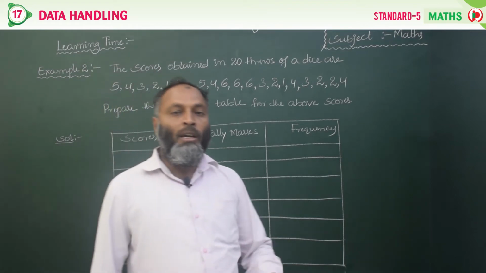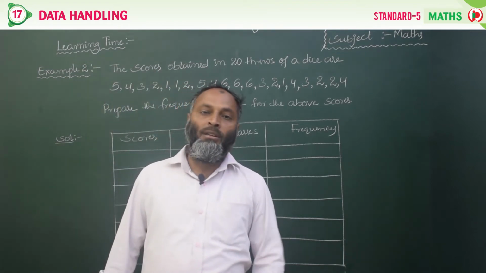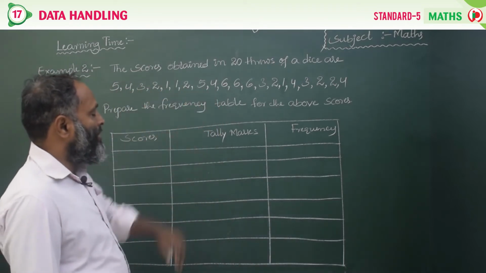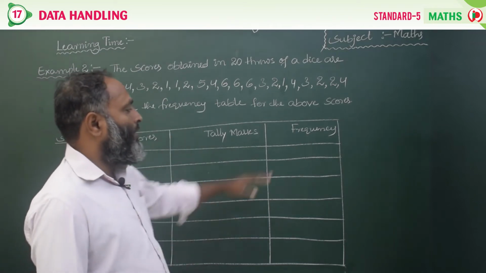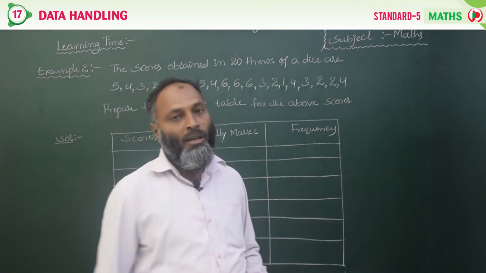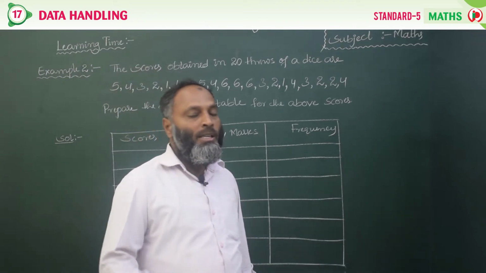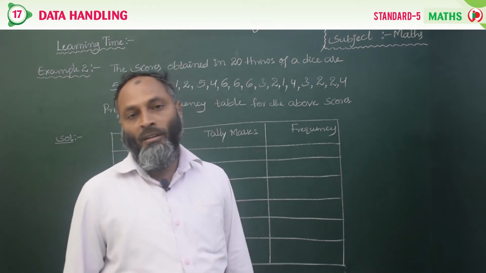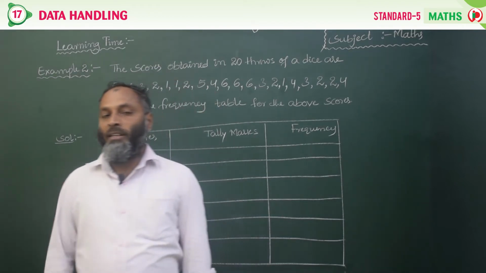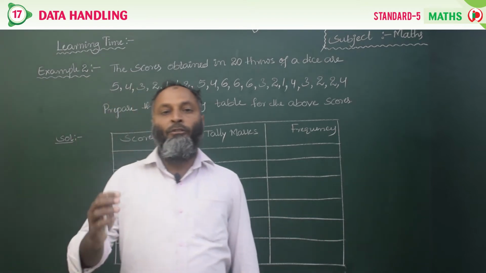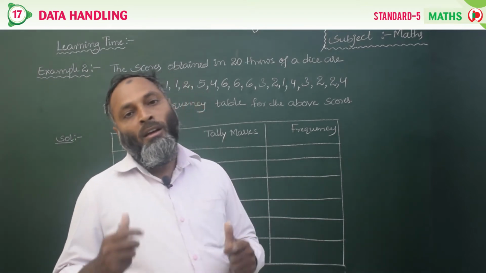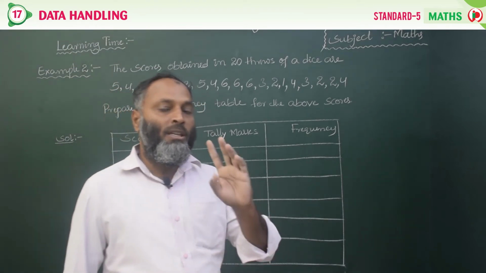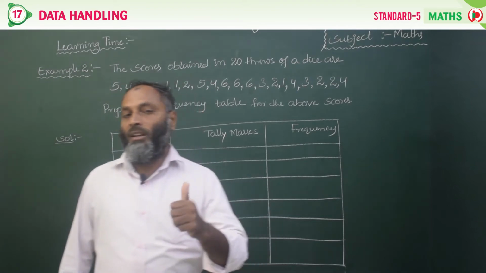Then how to prepare a frequency table? First, in the table, we should write scores, tally marks and frequency. In this way, first we prepare a tabular form. Here, in the scores, a die has 6 faces: 1, 2, 3, 4, 5, 6. Any one face comes up, so only one face will come up.